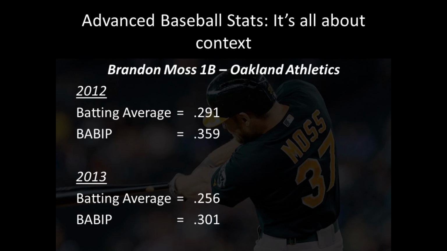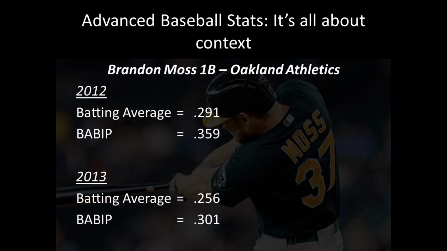Now, 2012 was Brandon Moss's rookie year, and prior to the advent of BABIP, we see that he hit .291. Now, in today's MLB, that's pretty darn good. And prior to the advent of BABIP, we might have said that he was due to improve. It was his first look at Major League pitching, and he hit very, very well.